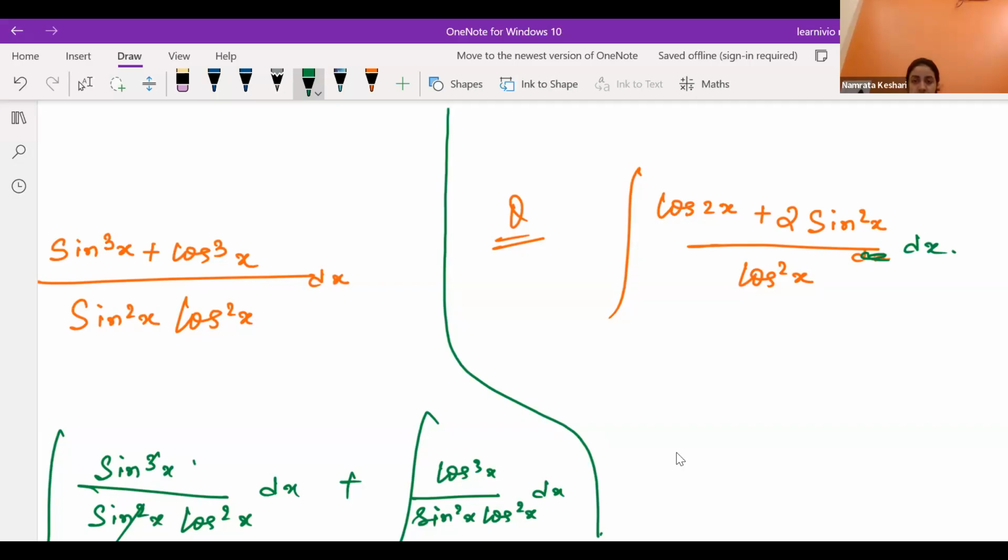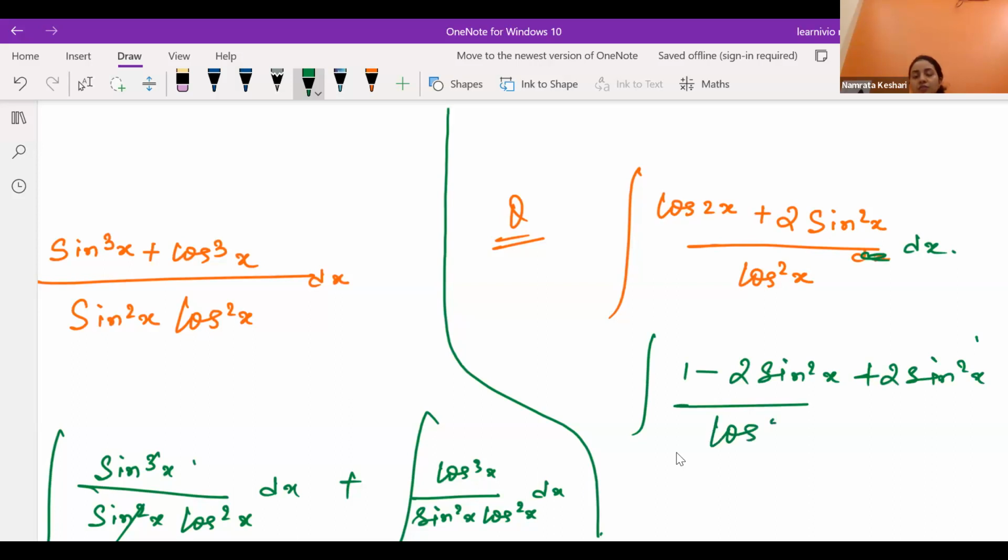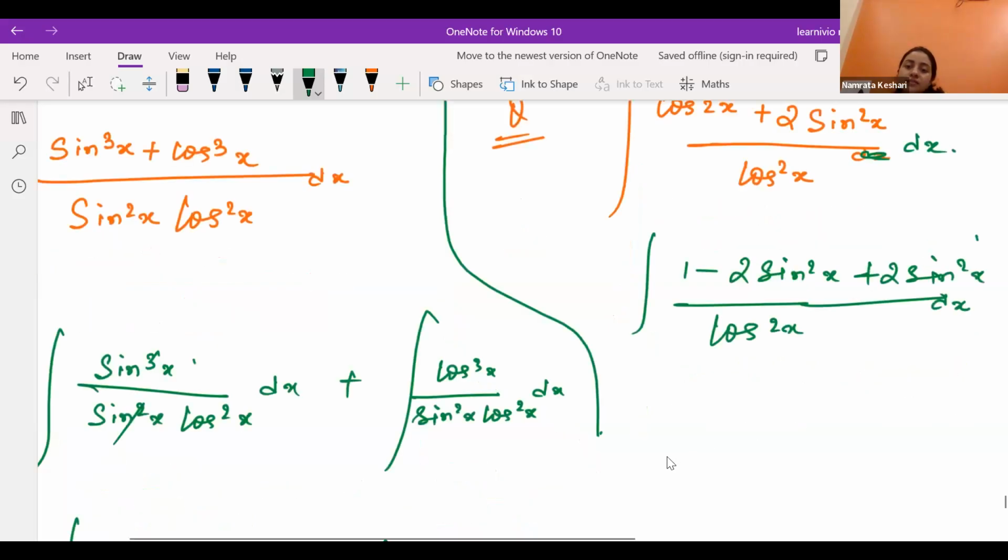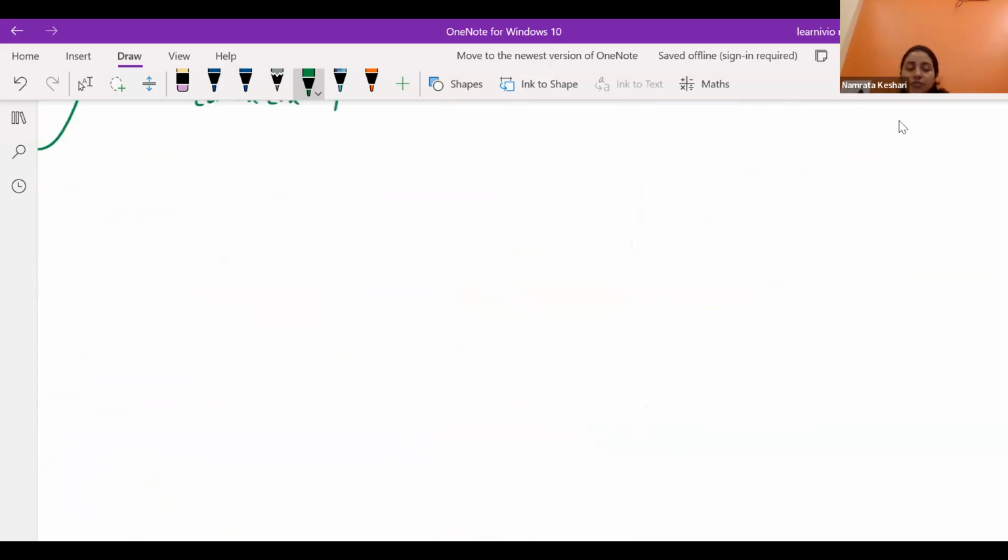Cos 2x is 1 minus 2 sine square x. Perfect. Okay. Plus 2 sin square x. It cancels out and becomes sec square x. It just became very simple. You can see by using the identity, it became very simple, right? Yes, okay. That's why the chapter you have learned that how to do the simplification.